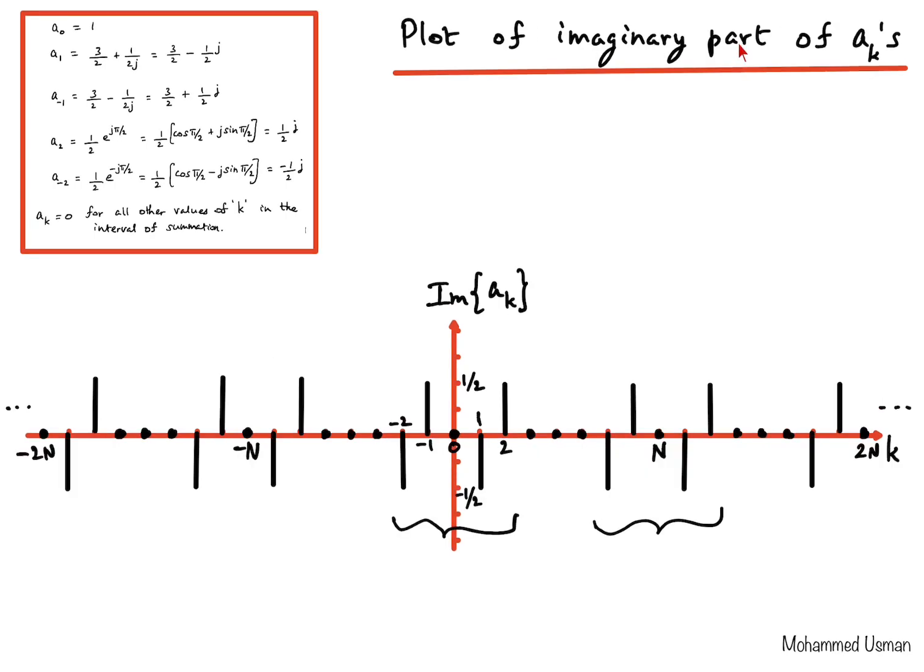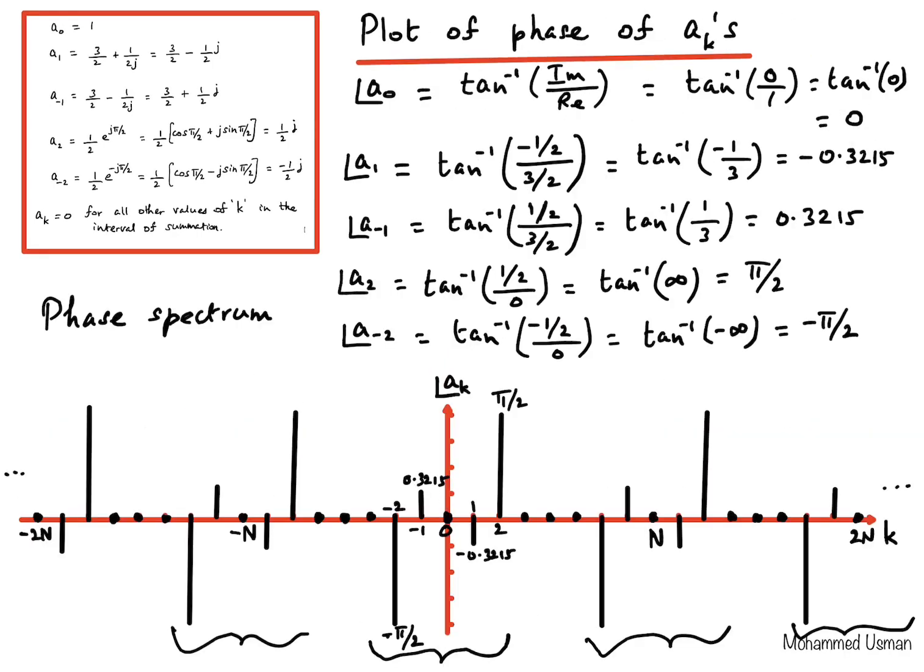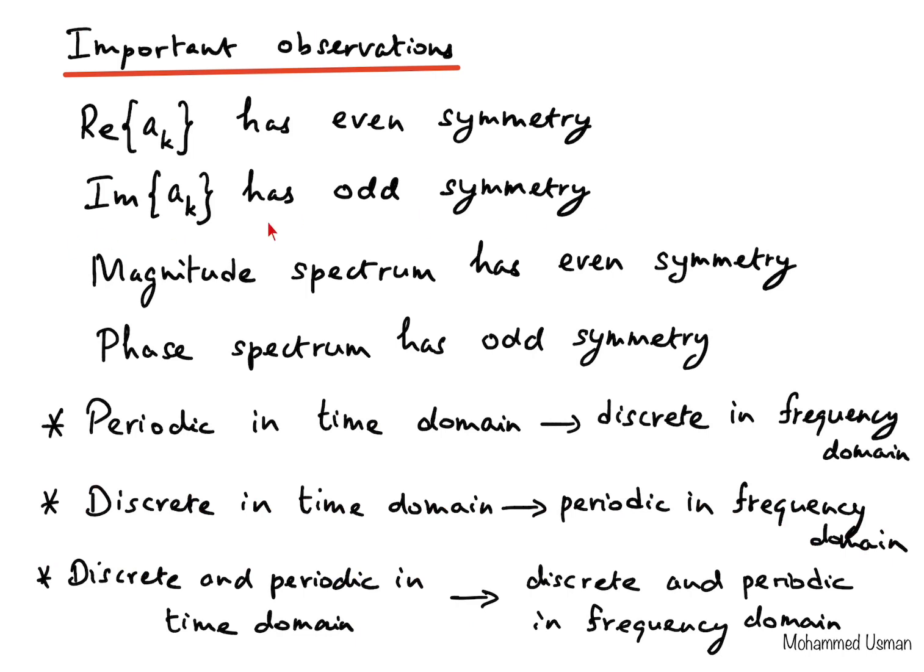The imaginary part of a_k has odd symmetry. Whatever is at 1, we have the same value but with opposite sign at minus 1, right? So if this is minus half, this is plus half. If this is plus half, this is minus half. So the imaginary part of the Fourier coefficients exhibits odd symmetry. That is the second observation that we have made here.